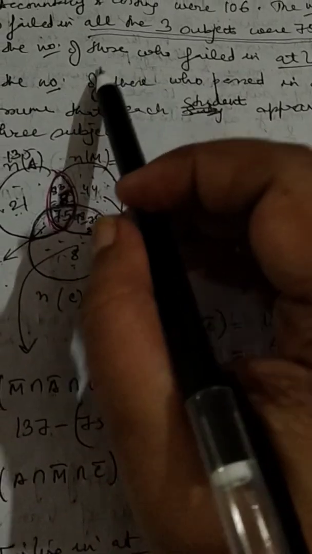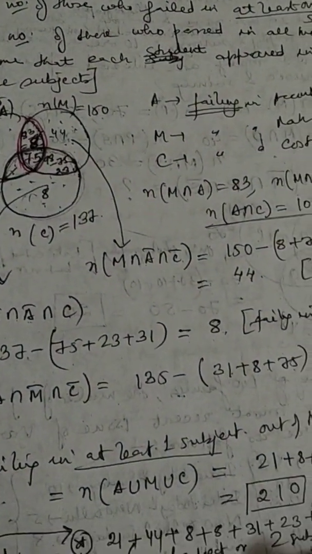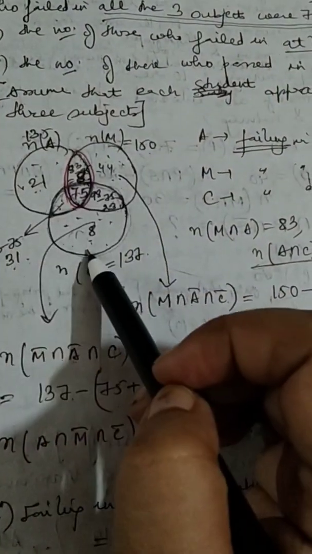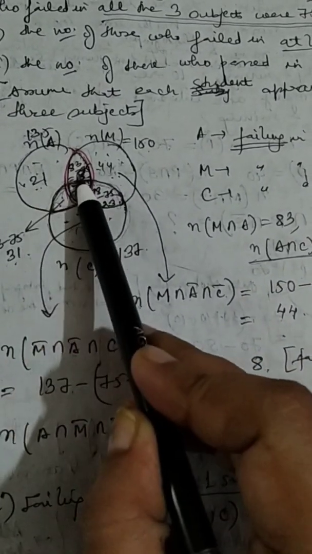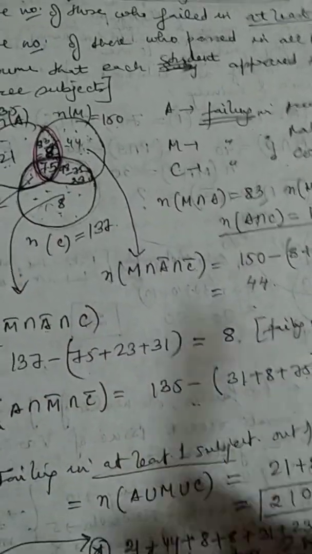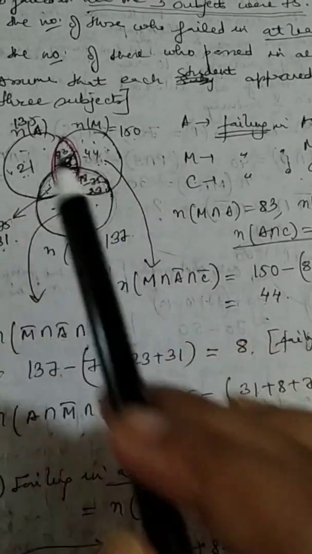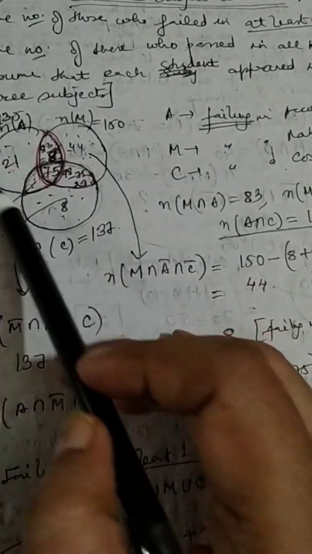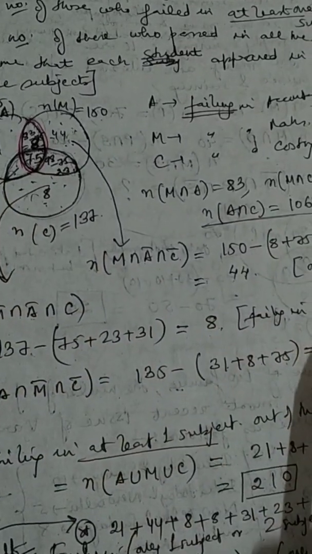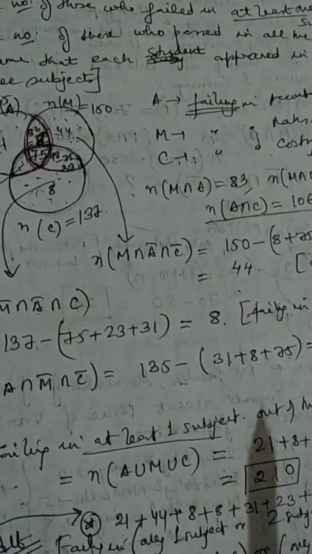Now the first subpart, who failed in at least one subject. There are various ways of doing it. Failing in at least one subject means actually it comprises all, because this entire thing is about failure. So you can add this plus this plus this plus this plus this plus this plus this. The others have all passed. If we know the total number of students, then subtracting the total of A union M union C will give me the number of children who have not failed, the people who are occupying the outside space.